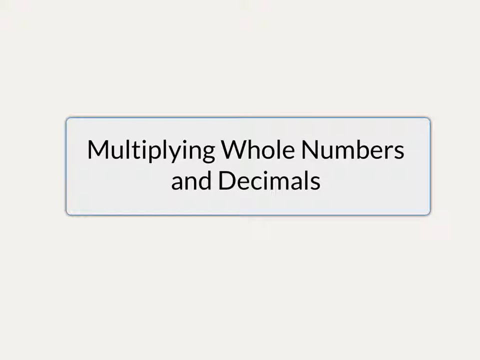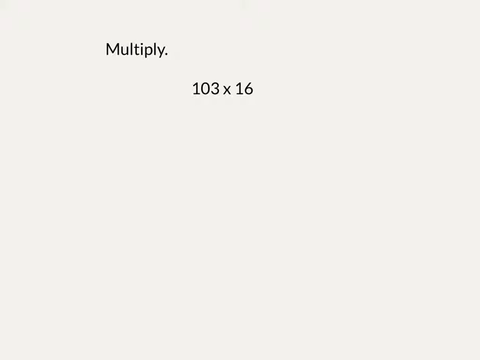Multiplying whole numbers and decimals. Multiply 103 times 16. We're going to do this using hand calculations, so we'll write 103 times 16 vertically.